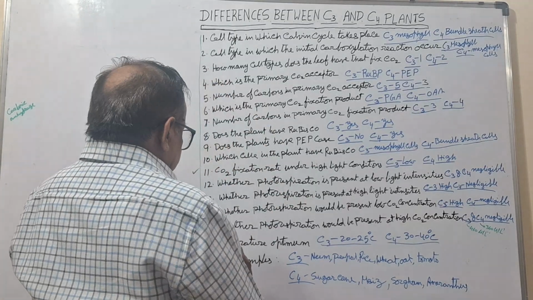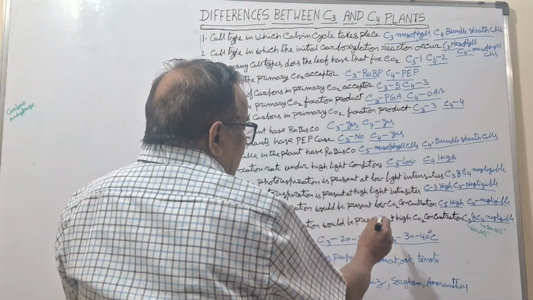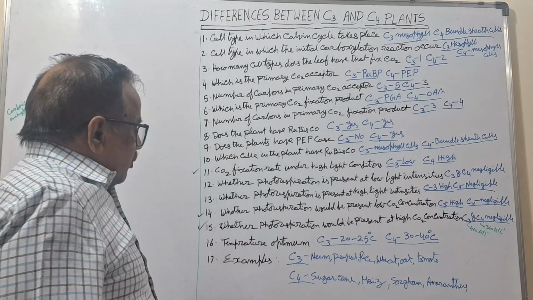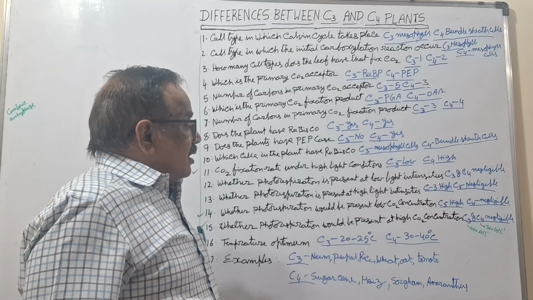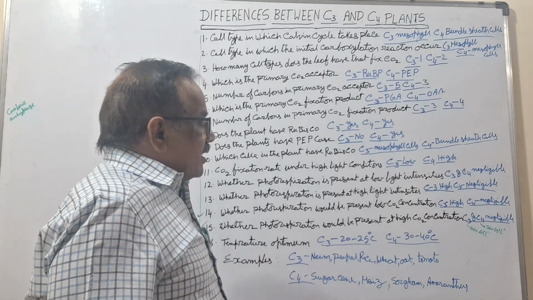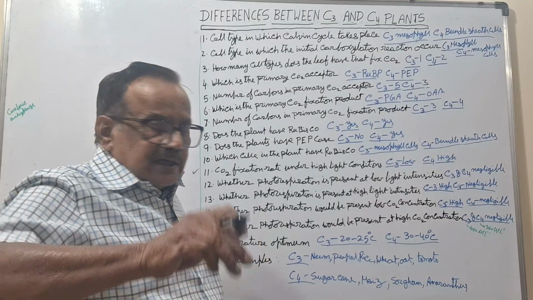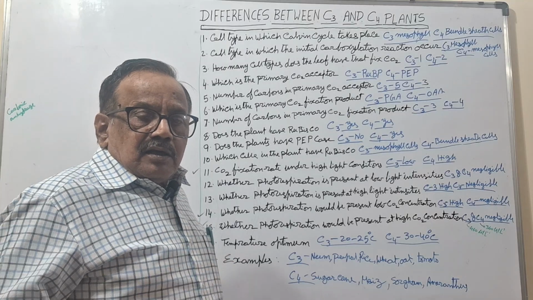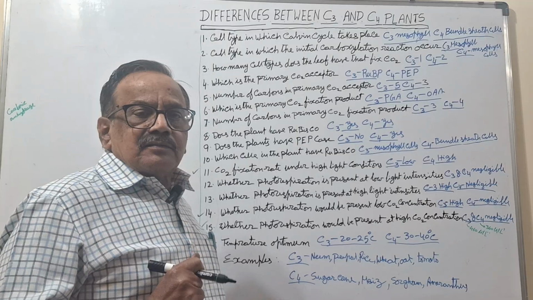And the next: would photorespiration be present at high carbon dioxide concentration? This is also most important. If the carbon dioxide concentration is high, there won't be any change, because even if the oxygen percentage increases, the carbon dioxide concentration also is there, so the ratio won't change. That is the thing. And one more thing: when carbon dioxide is increased, which one will show high productivity, either C3 or C4? What answer will you give?